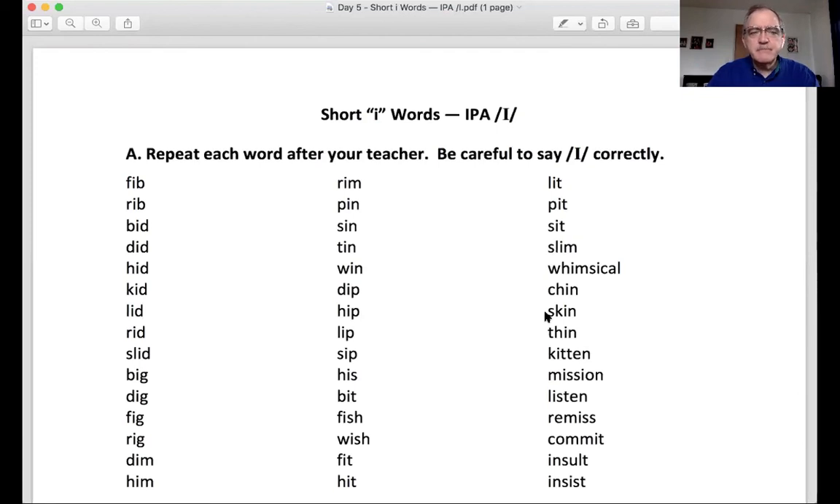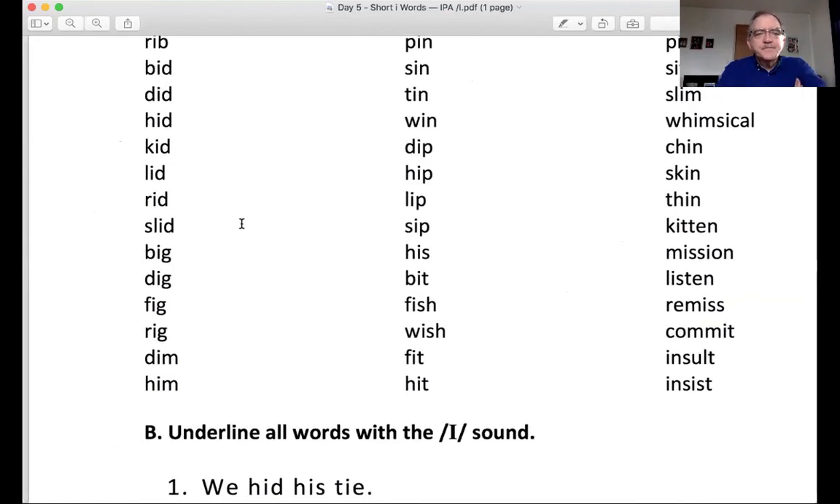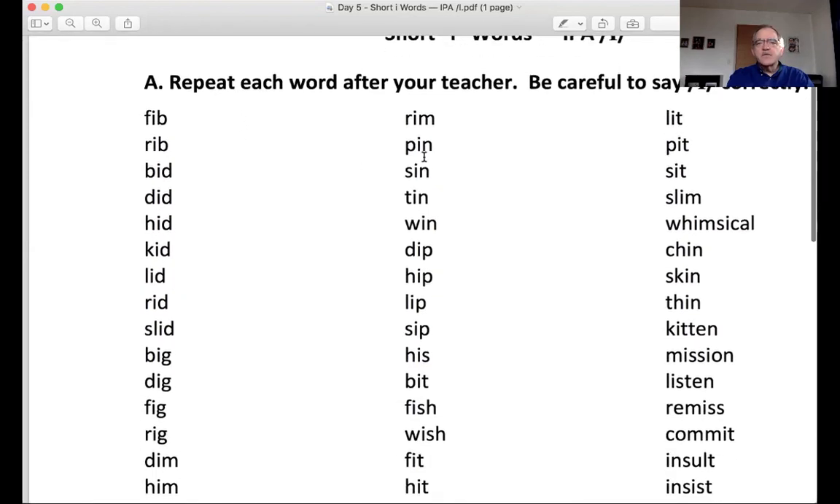Bid. Did. Hid. Kid. Lid. Rid. Slid. Big. Okay, get your tongue position. E, I, E. It's in the middle. E, I. Dig. Fig. Rig. Dim. Him. Let's go up. Rim.